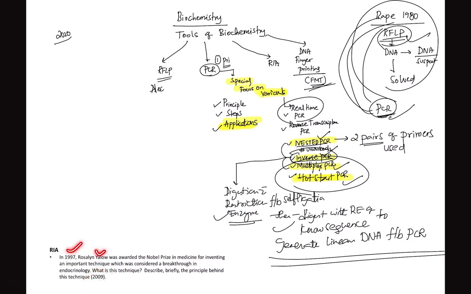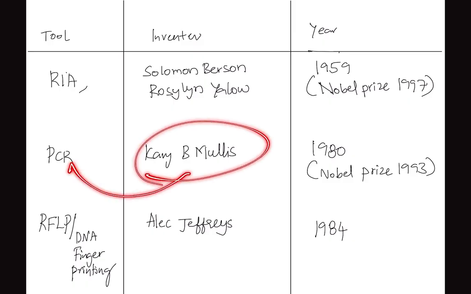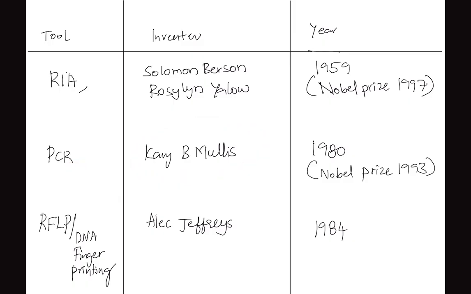In 1977, Rosalyn Yalow was awarded the Nobel Prize in Medicine for inventing an important technique which was considered a breakthrough in endocrinology. What is this technique? Describe briefly the principle behind this technique. Even if you know PCR, if you do not know that PCR was invented by Kary Mullis in 1980 and the Nobel Prize was received in 1993, and they ask you the steps and principles of a technique invented by Kary Mullis in 1980 for which he was awarded the Nobel Prize in 1993, if you don't know Kary Mullis was the inventor of PCR, you will not get the 10 marks.